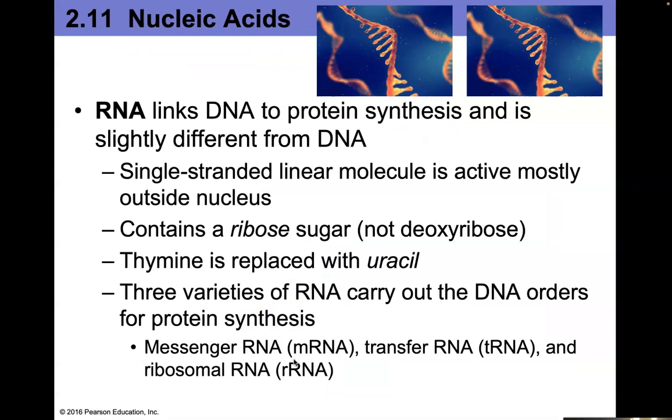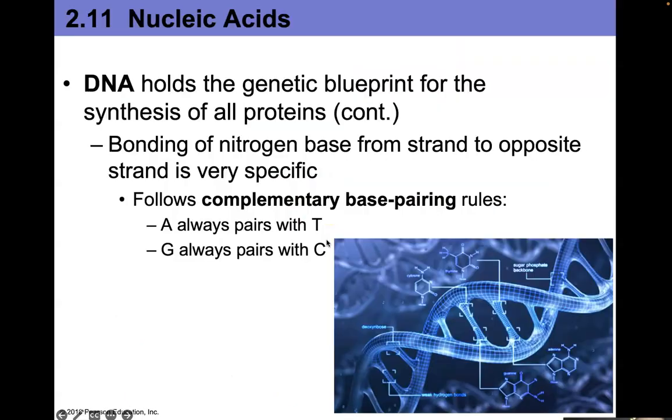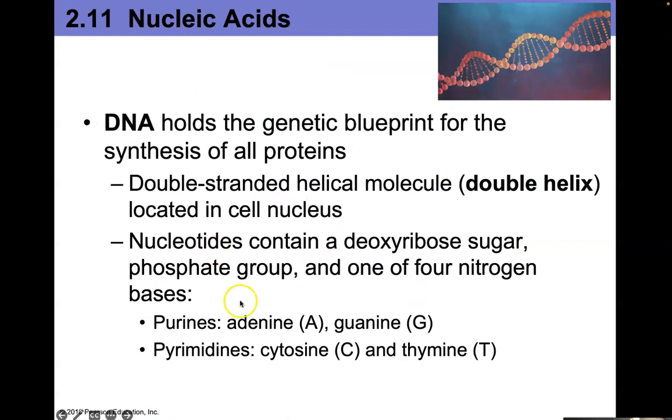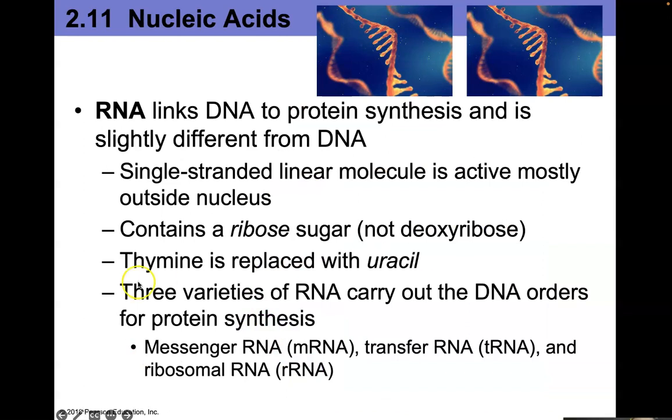RNA, again, is going to be important because it's going to link our DNA to protein synthesis. So we'll talk about RNA in the form of its process in transcription and translation. So again, RNA is single-stranded. It contains a ribose sugar instead of, as here, a deoxyribose sugar. So big difference there. Thymine is replaced with uracil in RNA. And again, there are three varieties of RNA that we'll talk about in the next chapter: messenger RNA, transfer RNA, and ribosomal RNA.